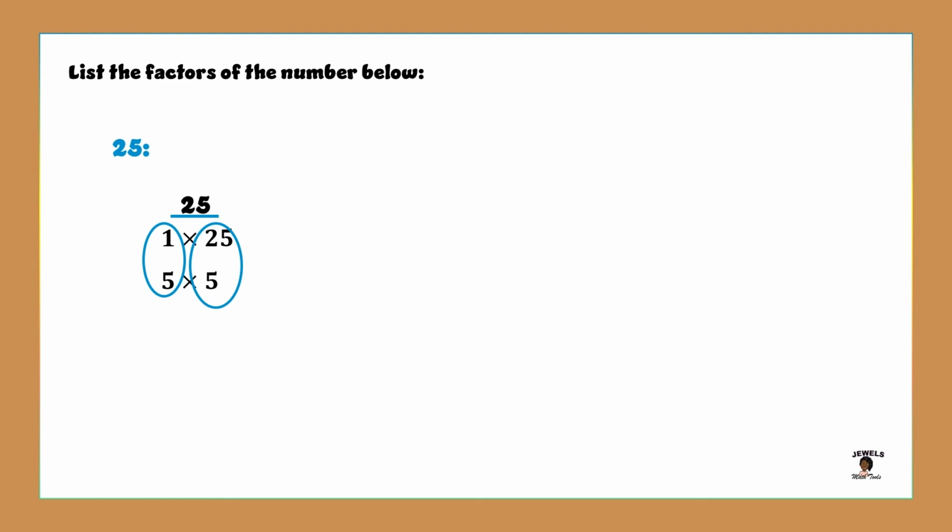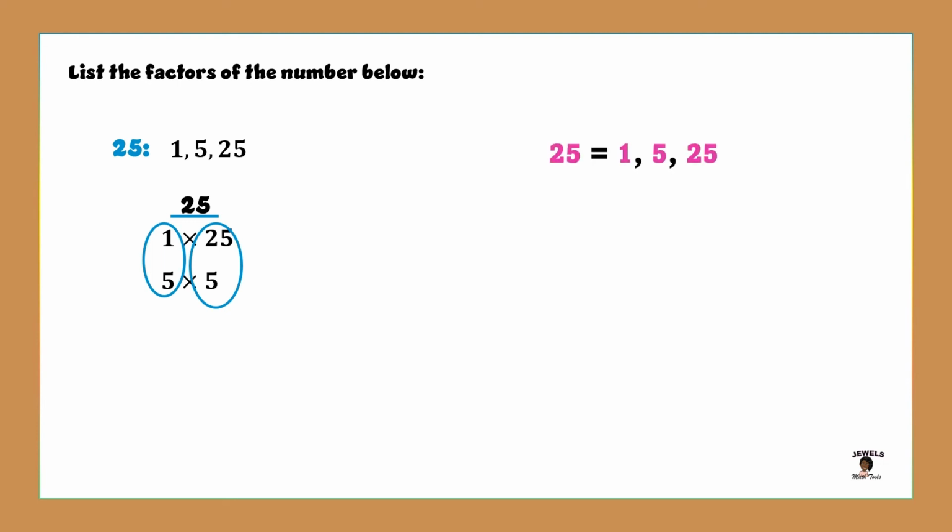Now in listing my factors for 25, even though 5 is there twice, it will only be listed once. So this is why we usually have an odd number when listing our factors for squared numbers, because the number is only listed once even though it's multiplied to itself. So we will have 1, 5, and 25 for my factors for 25. And again, notice that 5 is only listed once, even though it is multiplied to itself.